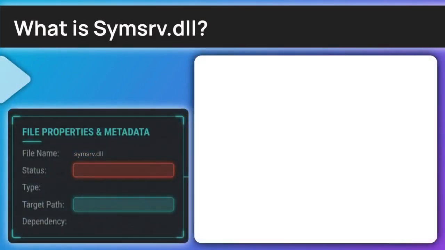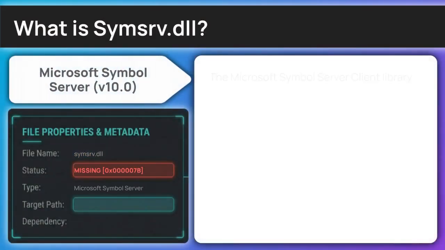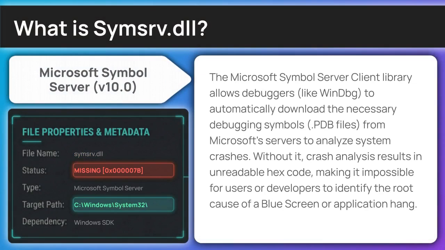This is the Symsrv module. The Microsoft Symsrv client library allows debuggers, like WinDBG, to automatically download the necessary debugging symbols (.pdb files) from Microsoft servers to analyze system crashes. Without it, crash analysis results in unreadable hex code, making it impossible for users or developers to identify the root cause of a blue screen or application hang.